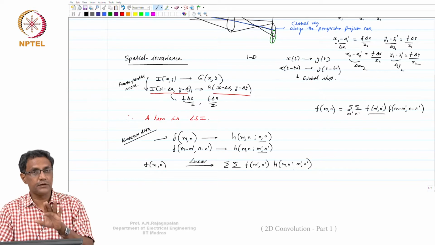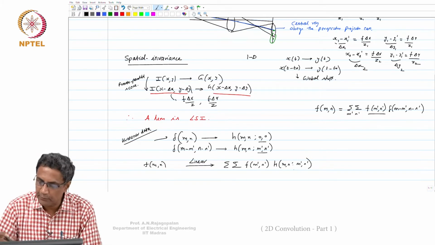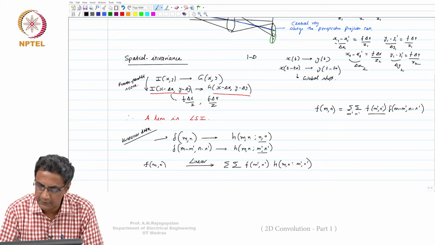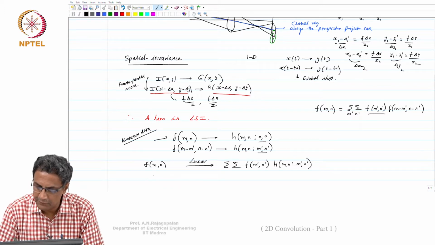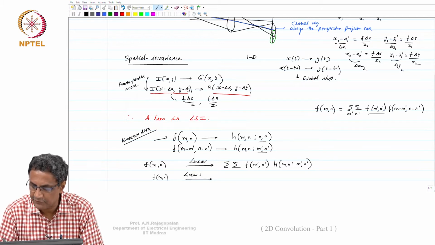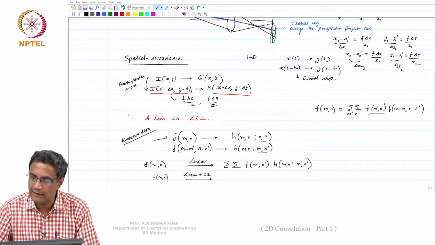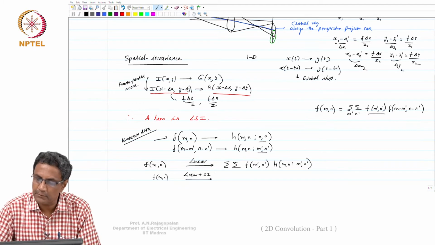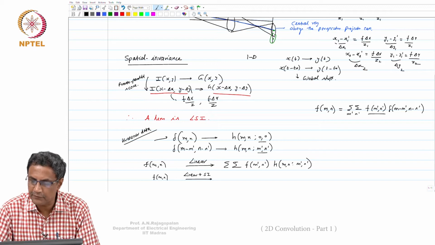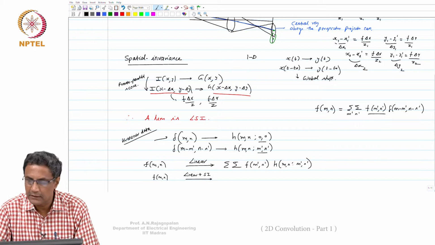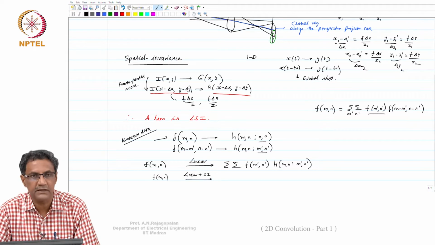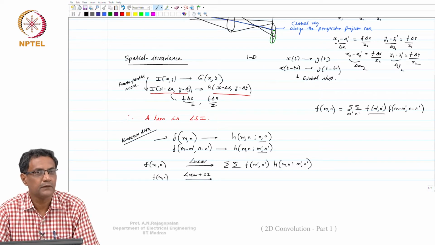Correct. This is only if you assume linearity. On top of this, f(m,n) goes in and this is what comes out. Now, if f(m,n) goes in and I say the system is linear and shift invariant also, then what will it mean? If I shift my impulse to m prime, n prime, then my output should be just the same, except that it becomes h(m minus m prime, n minus n prime; 0, 0).